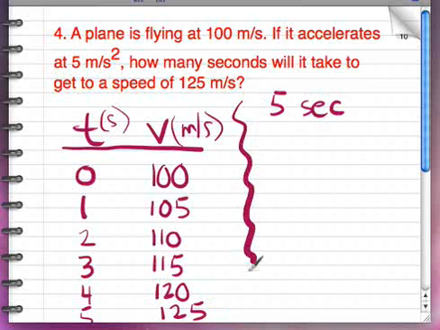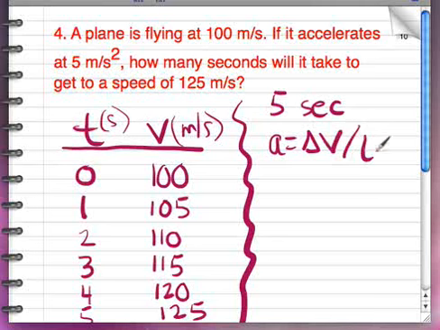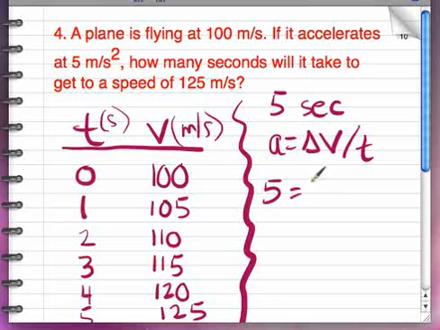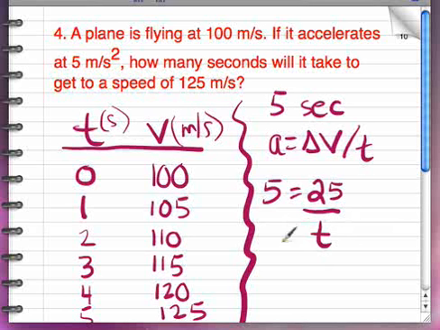If I want to do this using the formula, I can say acceleration equals change in speed over time. 5 equals change in speed divided by time. Well, let's see, change in speed. It started out at 100. It's speeding up to 125. So the change in speed is 25. 5 equals 25 divided by what? You can solve this by cross multiplying or just do it in your head, and you see that time is 5 seconds.